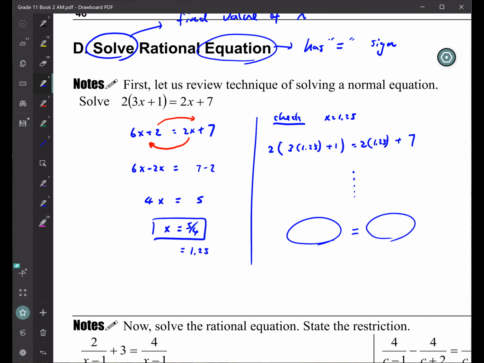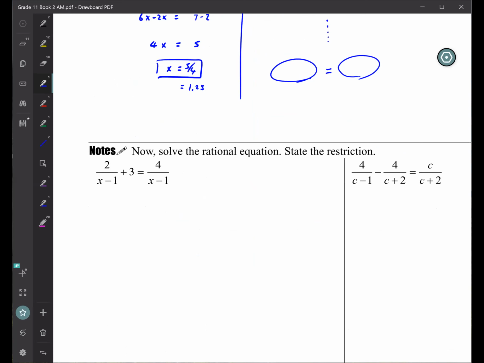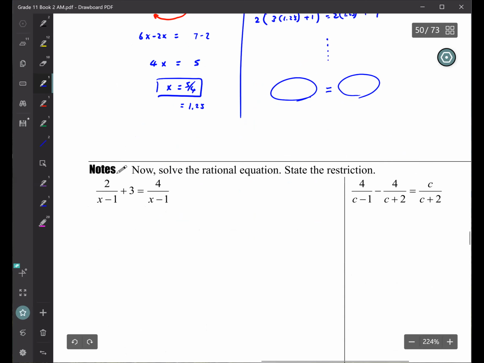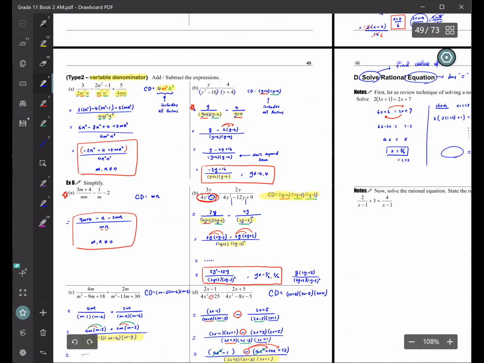So if you know how to solve this kind of equation, then if somehow I can make a rational equation look like the regular one, then you should have no problem solving it, right? Okay, so that's our goal. We'll try to make each of the questions become something we already know, okay? Then that's how you solve a rational equation. So to do that, you need to borrow the idea we learned last time, common denominator.